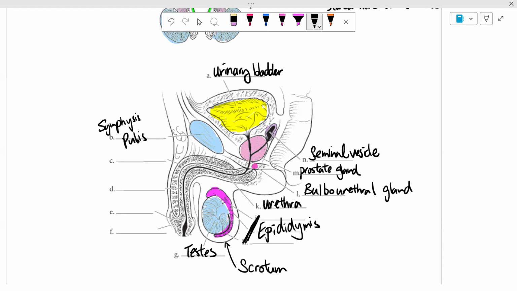A couple other things here. This is the prepuce, which is basically like the foreskin. Like some men have circumcision, right? That's like removing the foreskin here. The head of the penis also has a name, is called the glans penis.